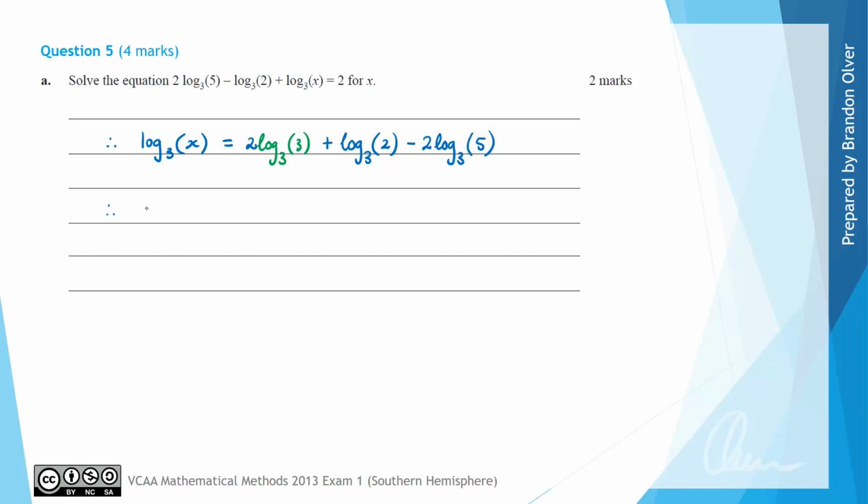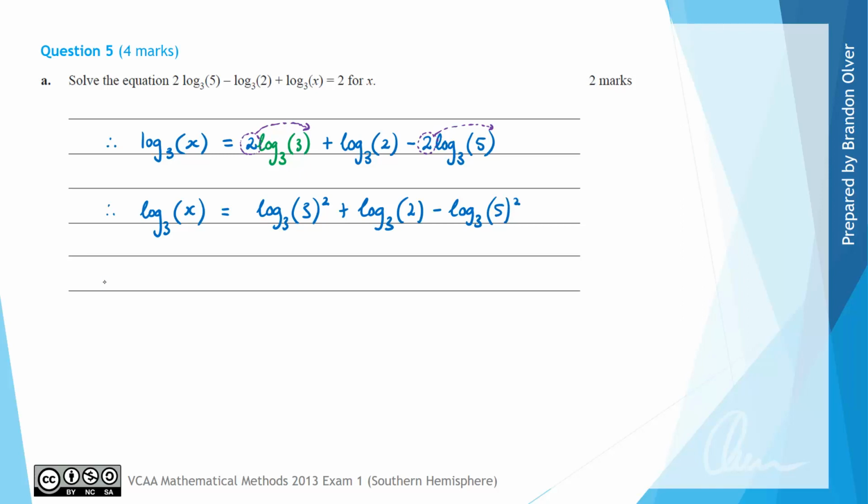Now in our next line we would have log 3 of x is going to equal. One of the properties of logs is that if you have a coefficient of 2 multiplying the log term, you can actually put it up as a power. So we're going to do that to this term and to this term. That will give us log 3 of 3 squared plus log 3 of 2 minus log 3 of 5 squared.